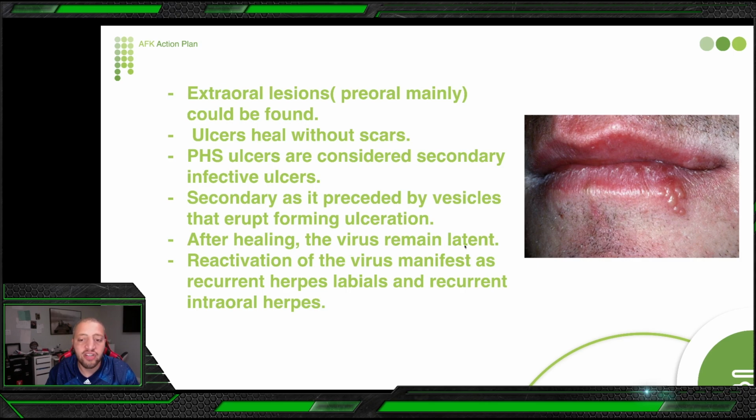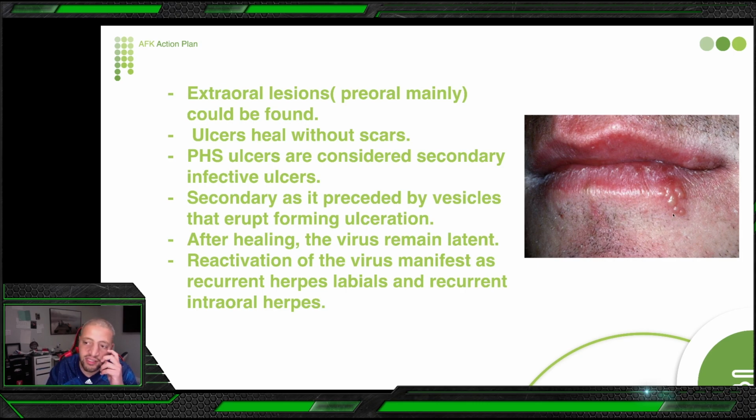After healing, the virus remains latent. Reactivation of the virus manifests as recurrent herpes simplex and recurrent intraoral herpes. So the poor child, when he gets this self-limited condition, when he grows old, this herpes simplex virus type 1 becomes latent in his nerves, and then when he has some stress, when he is going through exams, when he's studying, when he has some condition leading to reduction in his immunity level, he will have this condition.